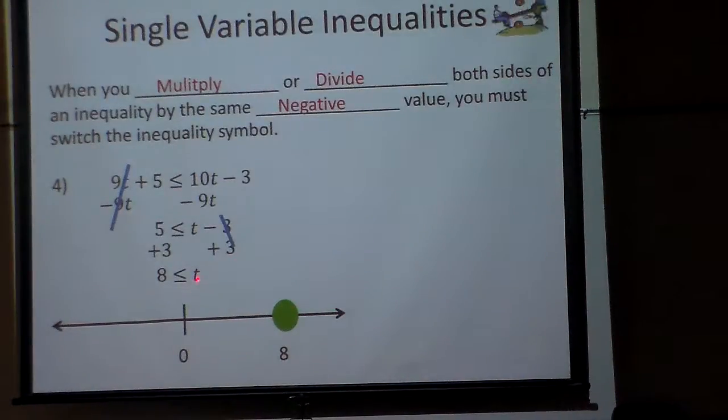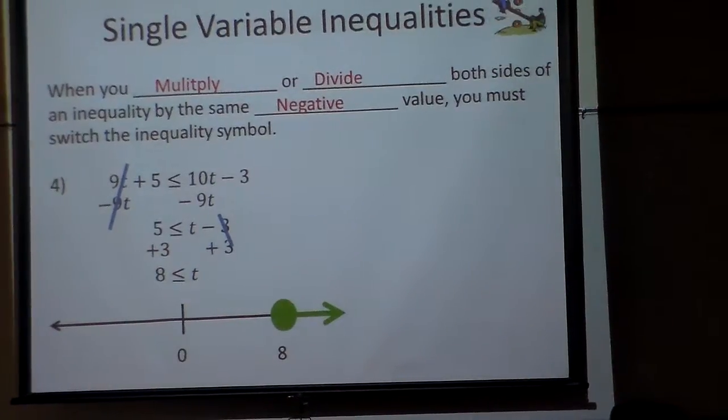But this time, is t smaller or bigger? Remember, Pac-Man always eats the larger one, so it's going to be larger. Larger will be this direction, so I'm going to shade that way. The biggest thing here is that if there's a bar, you must color it in. If there's no bar, you do not have a colored in dot on that feature.